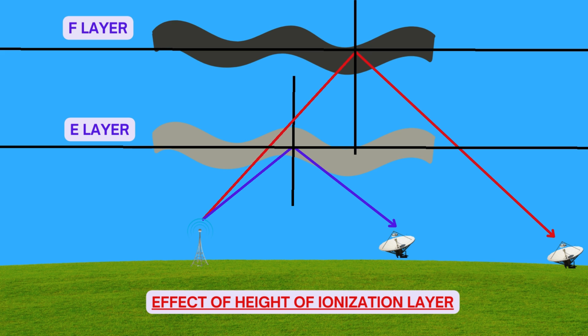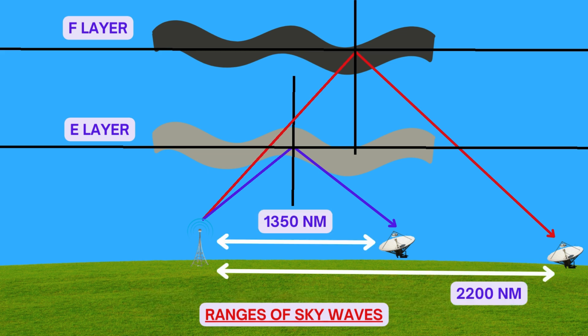Height of the layer. The skip distance will also be affected by the altitude of the refracting layers. As the altitude of the layer increases, the skip distance will also increase and greater ranges will be experienced by reflection from F layer as compared to E layer. Ranges of sky waves. Average maximum range achieved from the E layer is 1350 nautical mile and average maximum range from F layer is 2200 nautical mile.